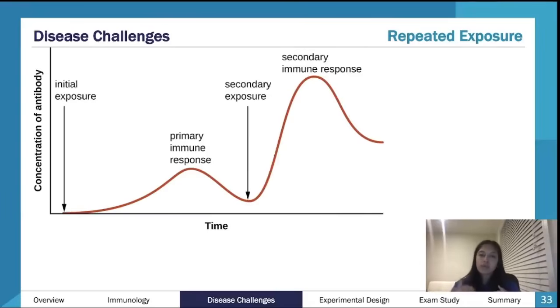And this is the process of when you get a booster. So if you had your COVID vaccine, you get this initial response. And then if you get your second vaccine, you get a nice bigger response, and then a booster and so on and so forth. So you have a nice high level of immunity hanging around.